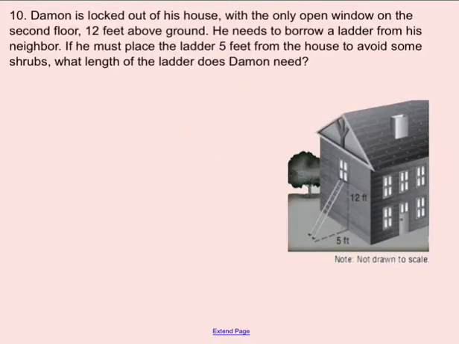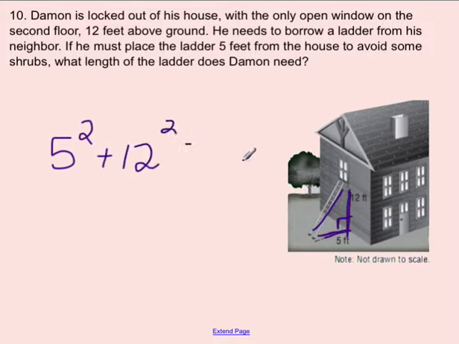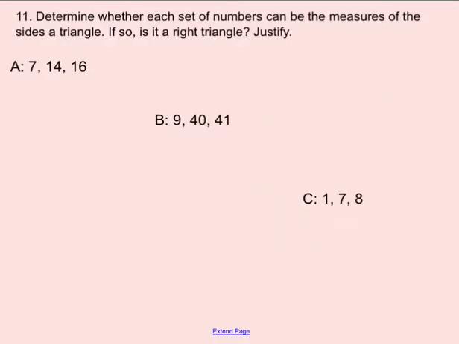Let's take a look at number 10. So Damien's trying to crawl into the window. We notice that it's 5 feet away and 12 feet up. Well, here's a right angle, so this actually forms a triangle. So I can use the Pythagorean theorem. 5 squared plus 12 squared is equal to c squared. To get the length of the ladder, all you have to do is figure out the hypotenuse. I want you guys to go ahead and solve this one on your own. I'm going to do one of these, and if you feel like you get it, you can go ahead and come up and get your worksheet.